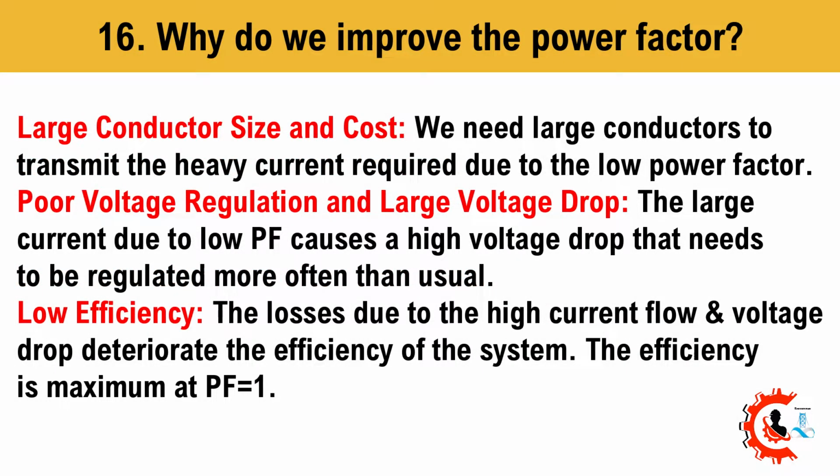Large conductor size and cost. We need large conductors to transmit the heavy current required due to the low power factor. Poor voltage regulation and large voltage drop. The large current due to the low power factor causes a high voltage drop that needs to be regulated more often than usual. Low efficiency. The losses due to the high current flow and voltage drop deteriorate the efficiency of the system. The efficiency is maximum at power factor equals 1.